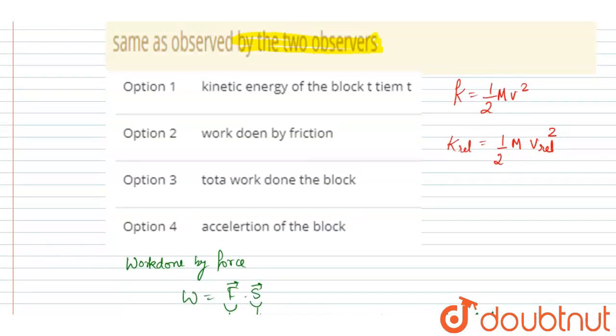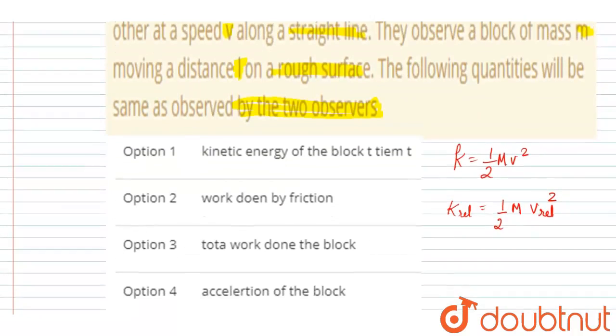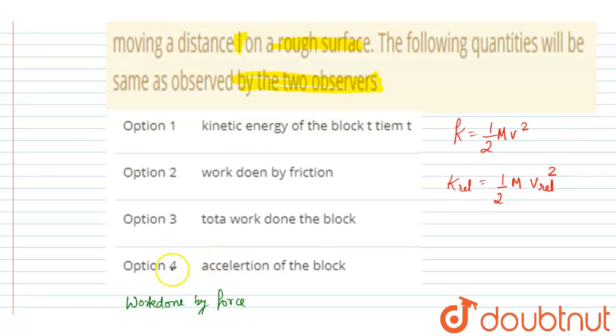Now you can answer this question after seeing the options again. These are our four options, and we get to know that kinetic energy as well as the work are frame dependent quantities. If the two frames are moving with respect to each other, then the three quantities may depend on the observer. But since the two observers are non-accelerated, the acceleration of the block may be the same. So the fourth option is the correct one.